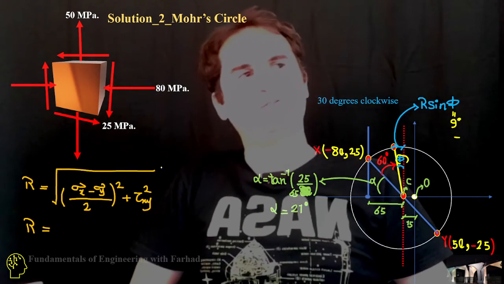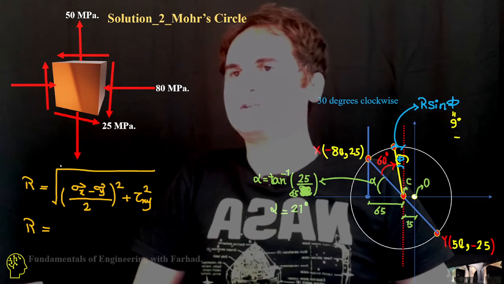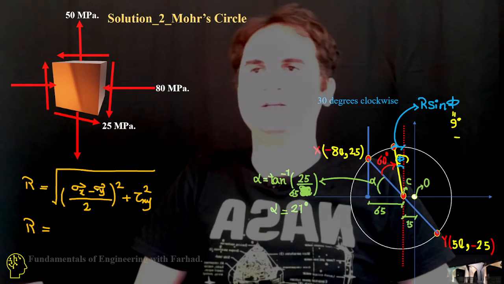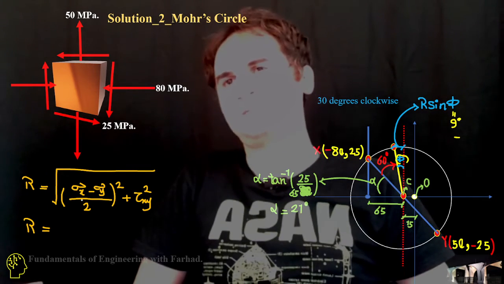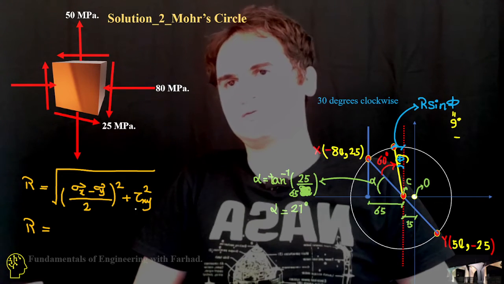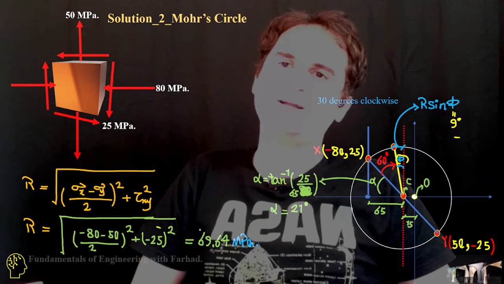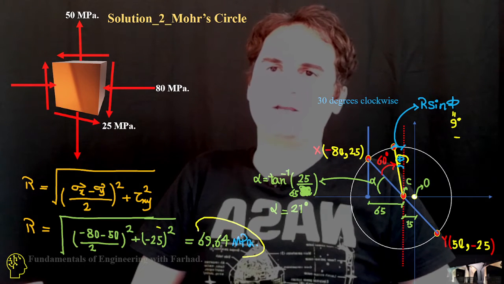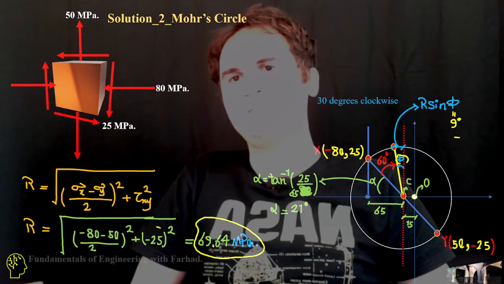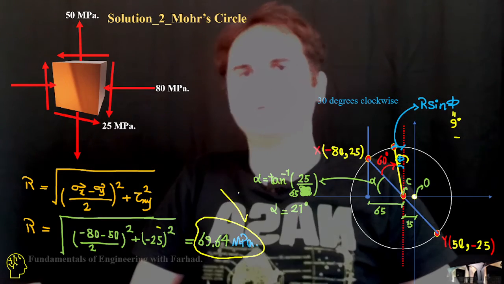And also we do know from the Mohr circle that r, the radius, is the square root of (sigma x minus sigma y over 2) squared plus tau xy squared. If you place the numeric value for that, it just gives us an r of 69.64 megapascal.